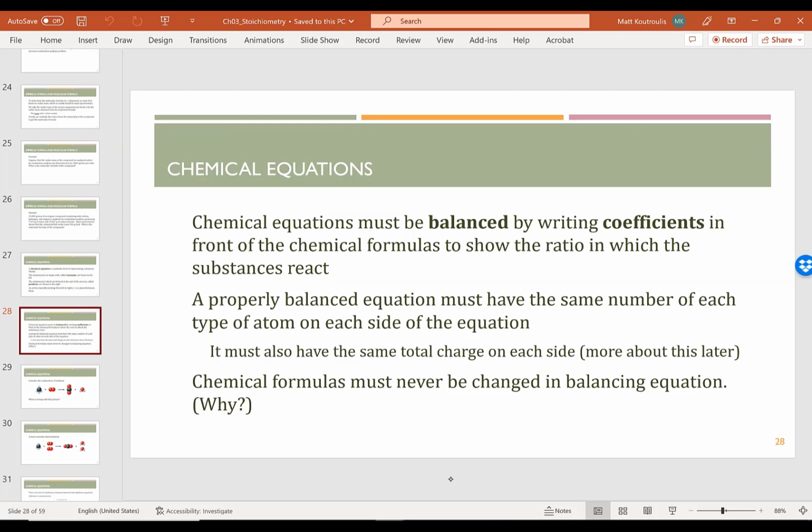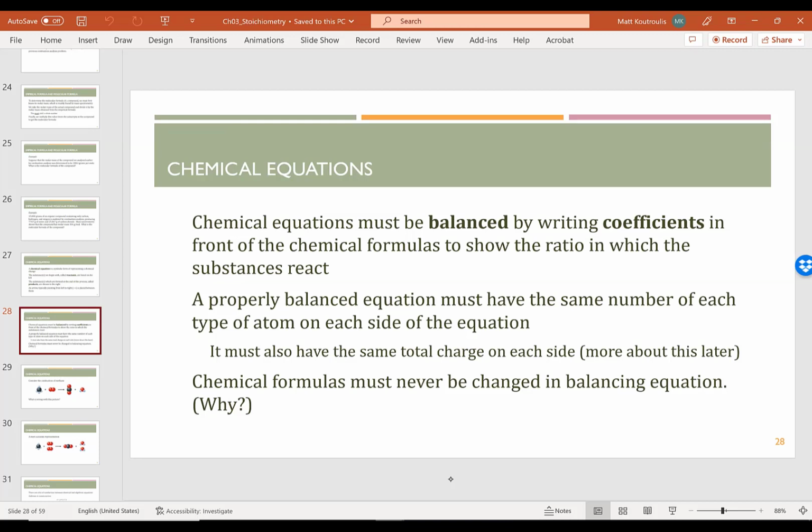So in other words, if you have CH4 in a chemical equation, as part of the balancing, you can't change it to CH6 or CH8. Or you can't change water from H2O to H4O or H4O8 or something. You can't do that because then you're changing the formula of the compound. You're changing it to something that it isn't. So you may never do that.